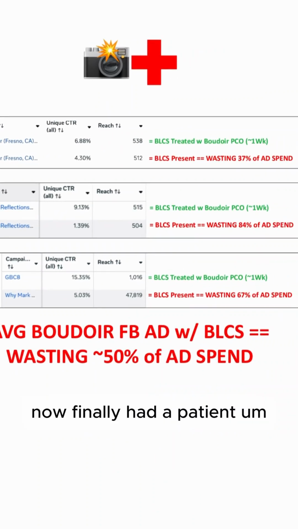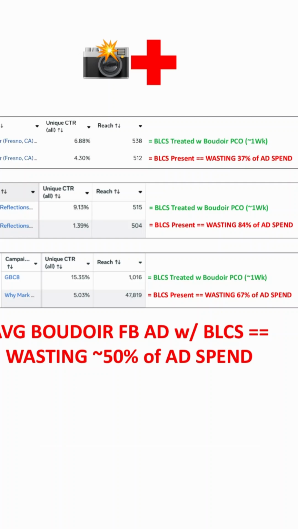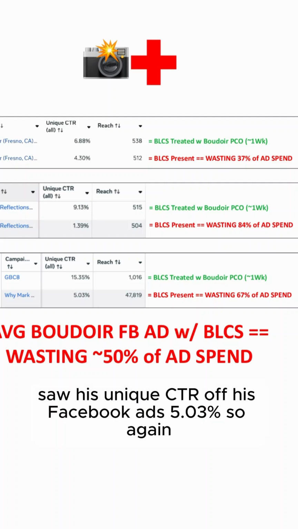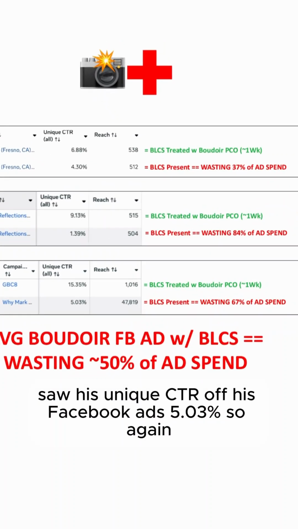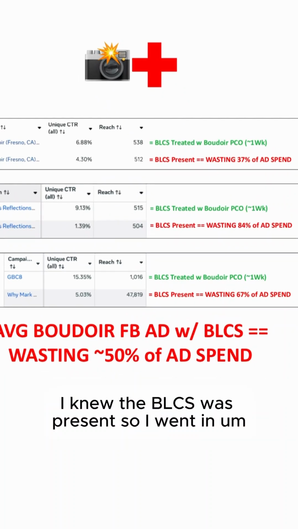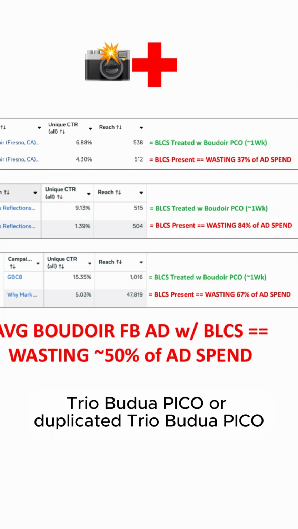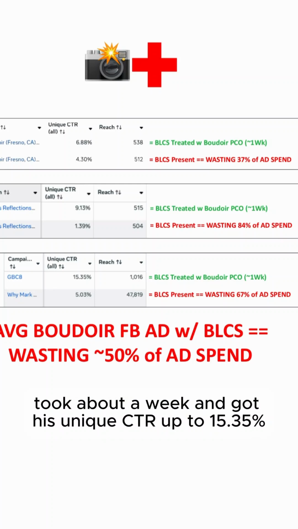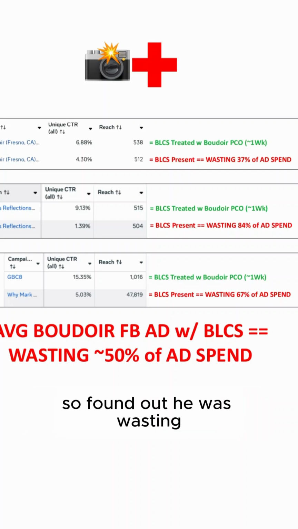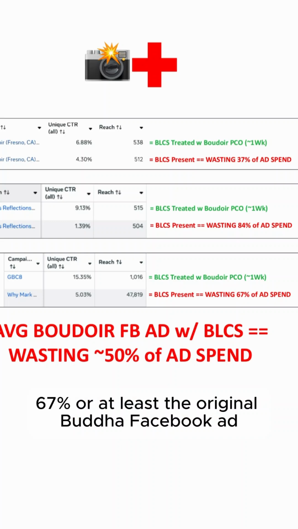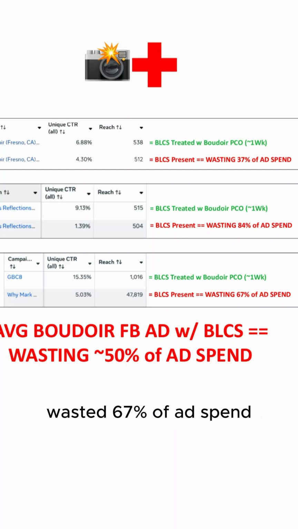Now, finally, had a patient whose unique CTR of his Facebook ad is 5.03%. So again, I knew the BLCS was present. So I went in, duplicated, treated with Boudoir Pico, took about a week, and got his unique CTR all up to 15.35%. So found out he was wasting 67%, or at least the original Boudoir Facebook ad was wasting 67% of ad spend.